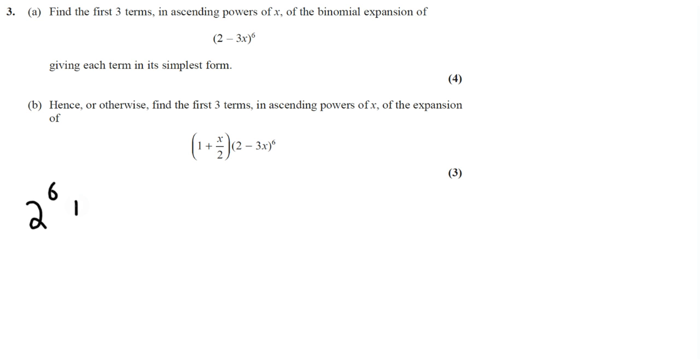Then you're going to do 6 choose 1. You can work that out on your calculator, or you can use the formula, which is in the formulae booklet as well. And then you're going to multiply this by 2 to the power of 5 this time, because each time your power of 2 is going to get less by 1. And what's going to increase by 1 each time is the power of minus 3x. So that's just minus 3x all to the power of 1.